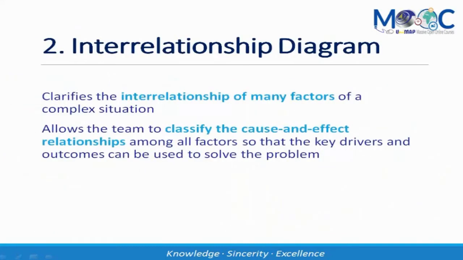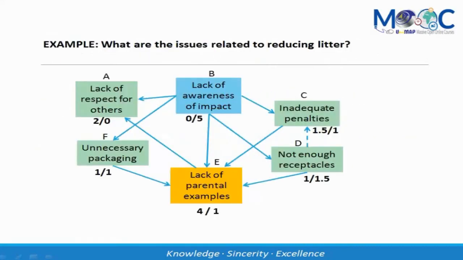Next, interrelationship diagram, or we can call it relationship diagram. It clarifies the cause and effect interrelationship among factors. Through the relationship, it helps to identify the drivers and indicators among the factors. For example, we have several issues from A to F related to reducing litter. We relate the issues using arrows.